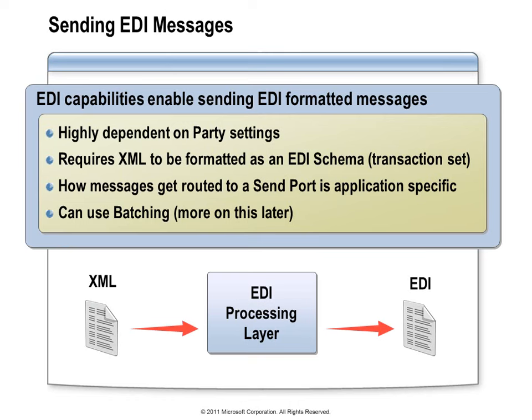When you're sending EDI messages, the party information is very important to understand how to take an XML document and turn it into the appropriate EDI document with all the information required for transaction sets and interchange numbers and those sorts of things. But there's also pieces that are specific to BizTalk and really don't tie into EDI. For example, how a message arrives at a send port uses the standard BizTalk message routing and the subscription model. But once that message does arrive at that send port and it gets into the processing pipeline, the EDI components will kick in and they'll use that party information to process the message.